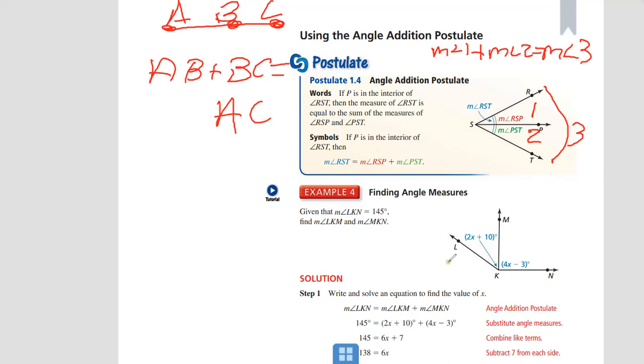Okay, so with that, we can then write equations the same way we wrote equations here when I gave you this one was x plus 3 and this was x plus 4 and the whole thing was 17. We wrote an equation, right? Same deal here. See how they said 2x plus 10 was this measure, 4x minus 3 was this measure, and they said LKN, that's the whole thing. They said the whole thing was 145. So that's how they wrote their equation. 145 equals the two things added together. They solve for x.